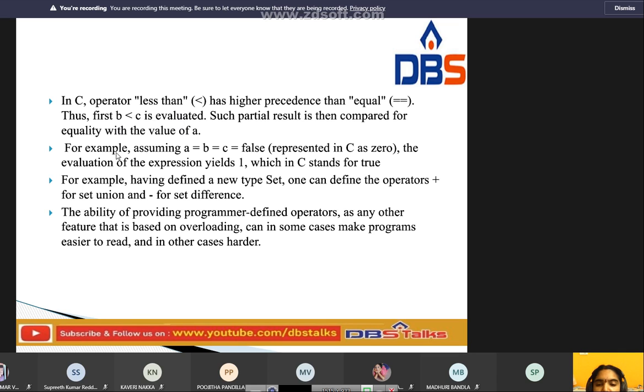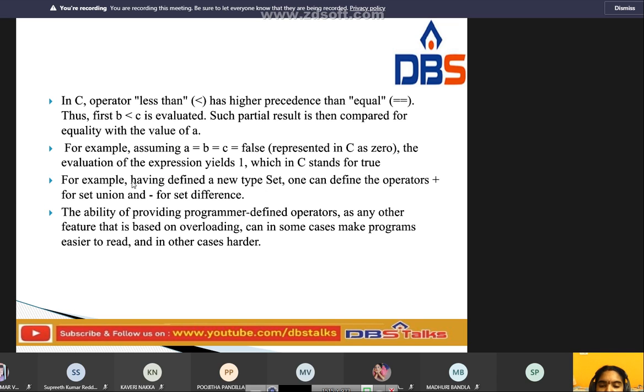For example, another example: assume A equal to B equal to C equal to false. Here false is represented in C language as 0. In this case, the evaluation of the expression yields 1, in which 1 stands for true.